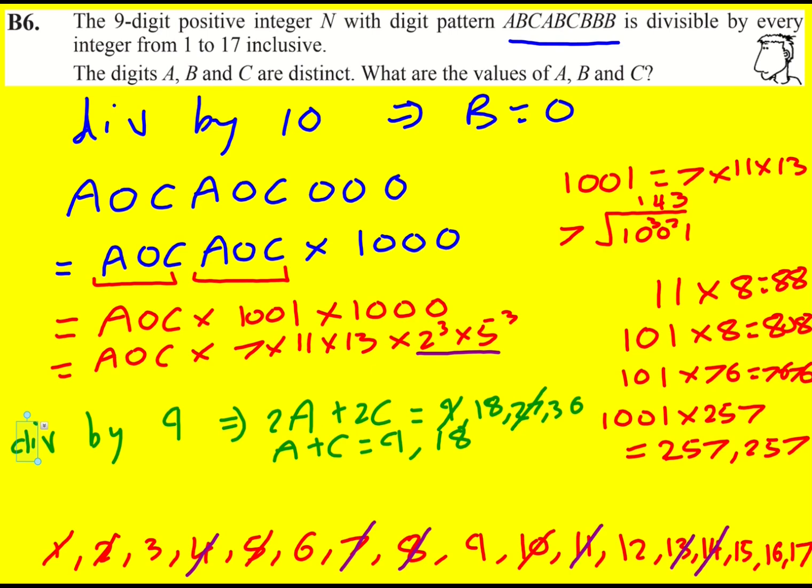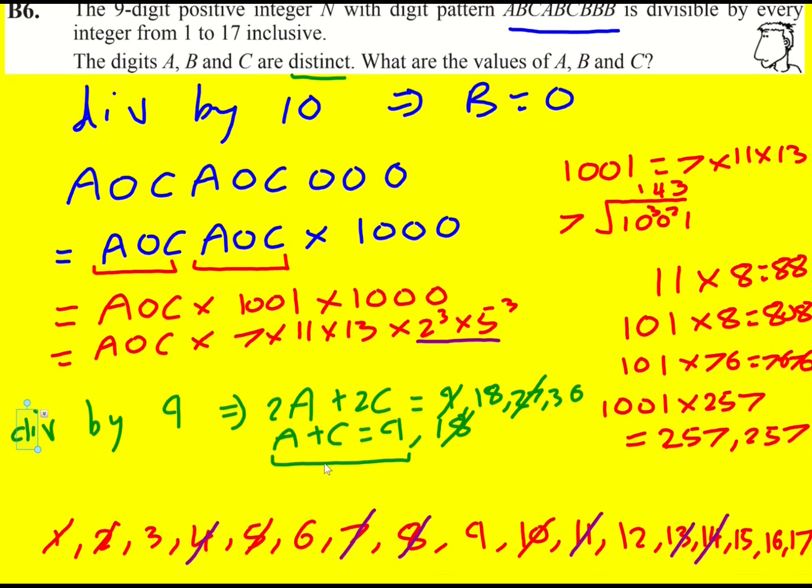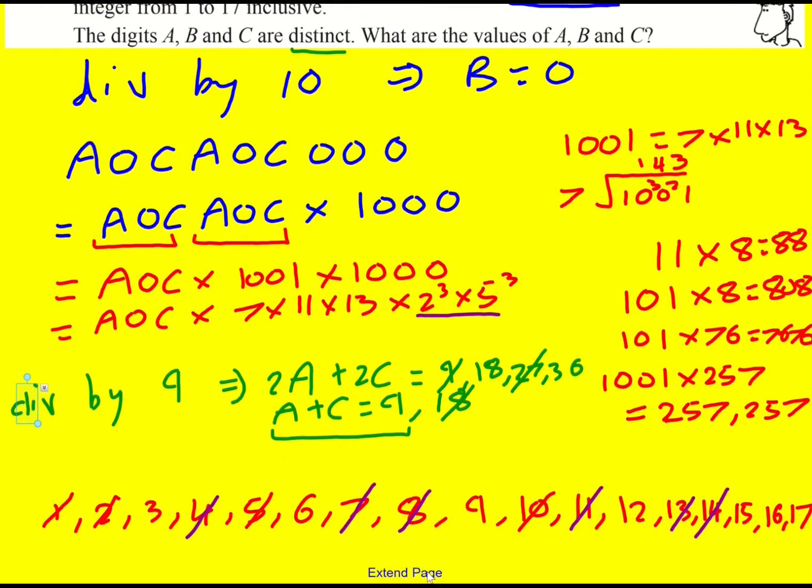Now, the only way it could equal 18 would be if a and c are both 9, but we know that they're distinct, so I can also rule out that one. And therefore, we know that a plus c must equal 9. Now, there's quite a few possibilities: we could have 1 and 8, or 8 and 1, 2 and 7, 7 and 2, so I'm not going to write them down quite yet.